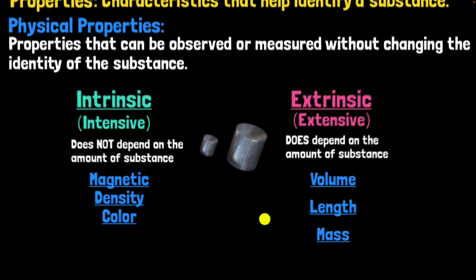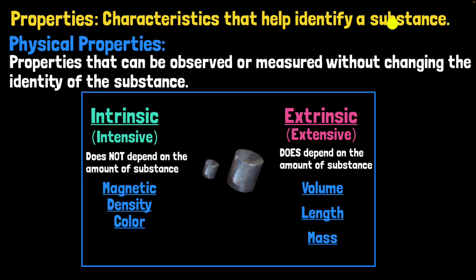So putting it all together, properties help us identify a substance. And there are two kinds, we have physical and chemical. Physical are the ones that can be observed or measured without changing the identity of the substance.